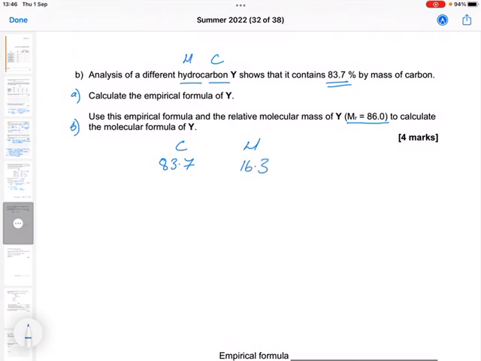Now, whether you're given percentages or masses, the calculation is the same, because if you think about it as a percentage, this is the percentage as if the mass was 100 grams. So you'd have 83.7 grams of carbon, 16.3 grams of hydrogen. So what we've got here is the ratio by mass, and we need the ratio by moles. So I need to divide this by 12, divide that by 1, which gives me 6.975 to 16.3.